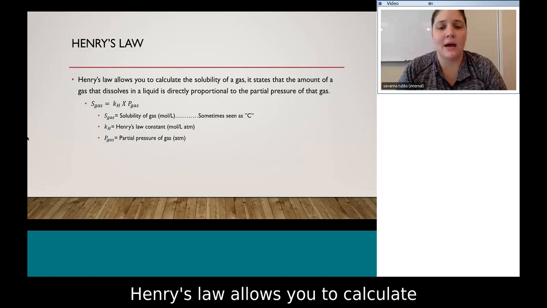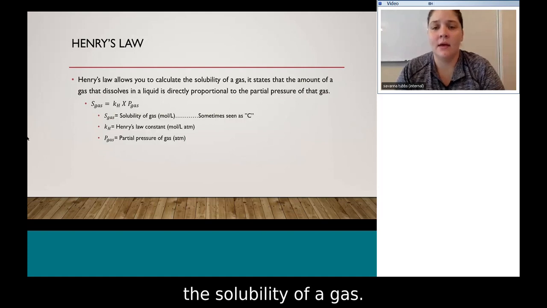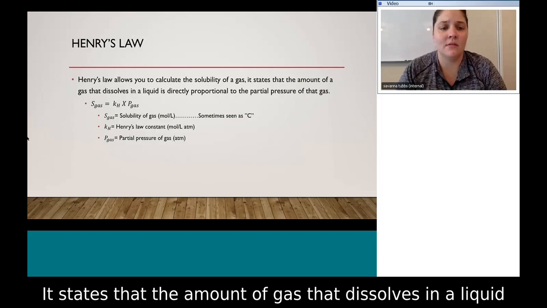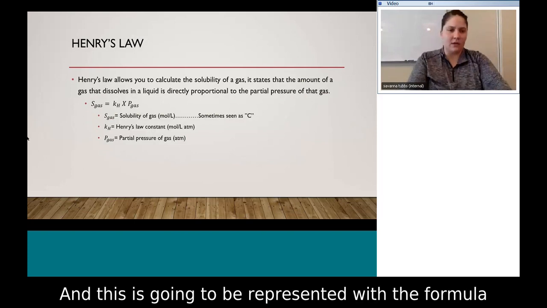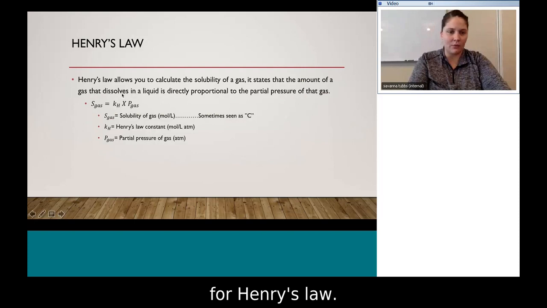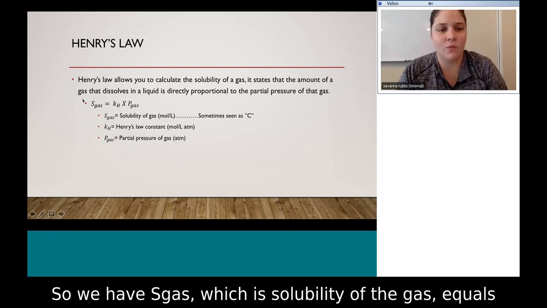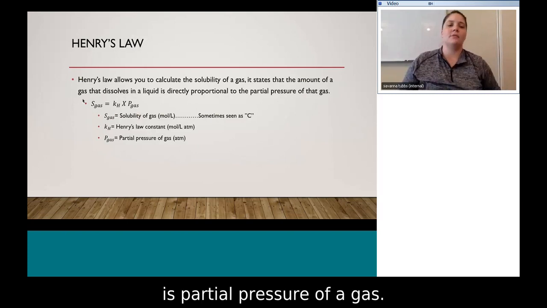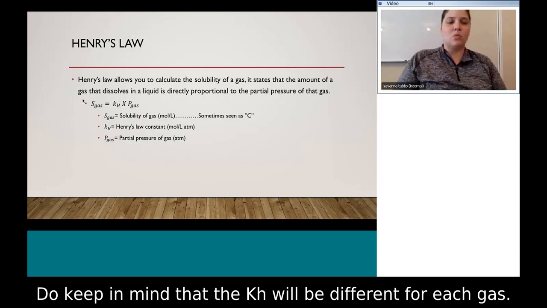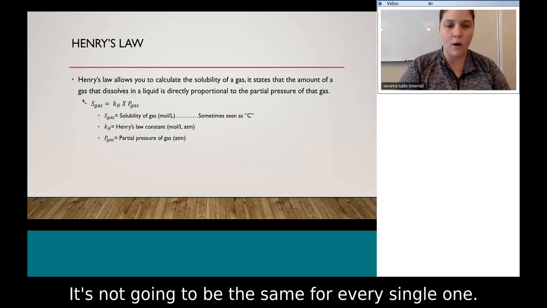Henry's law allows you to calculate the solubility of a gas. It states that the amount of gas that dissolves in a liquid is directly proportional to the partial pressure of that gas. And this is going to be represented with the formula for Henry's law. So we have S gas, which is solubility of the gas, equals KH, which is a constant, times P gas, which is partial pressure of a gas. Do keep in mind that the KH will be different for each gas. It's not going to be the same for every single one.